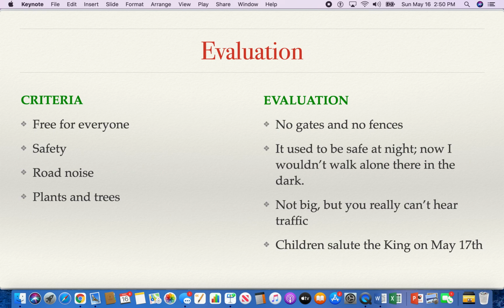Road noise? Yeah, a little tiny bit, but not very much. You really can't hear traffic at all. Are there plants and trees? Oh, yes, lots of them, including some very famous rose gardens and other kinds of plants. And of course, there is the children's party on May 17th when we celebrate Independence Day.